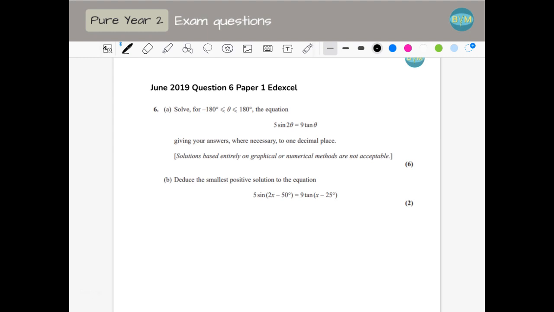Remember, sine 2 theta is 2 sine cos. It's not in the formula booklet. In the formula booklet, you have sine of a plus b, but it's very easy to deduce the double angle from there. So you have 5 times 2. I'm going to write already 10 sine theta cos theta. And instead of tan, I'm going to write already sine divided by cos.